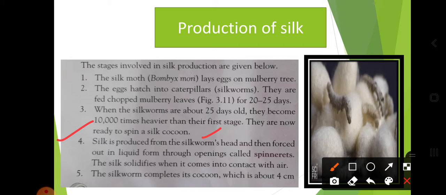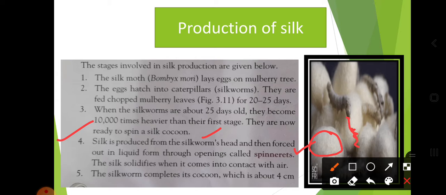How do they produce silk? From their mouth, or you can say the head, it is forced out in liquid form. This thread is nothing but liquid which comes from the silkworms. They spin it with which part? That is the spinneret. So silk is produced from the silkworm's head and forced out in liquid form through an opening called the spinneret, and the silk solidifies when it comes into contact with air.